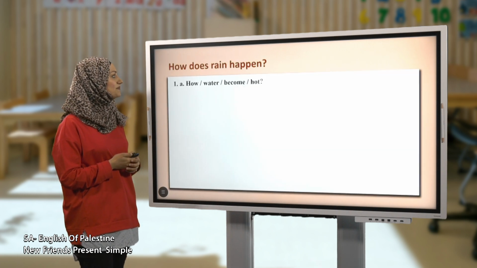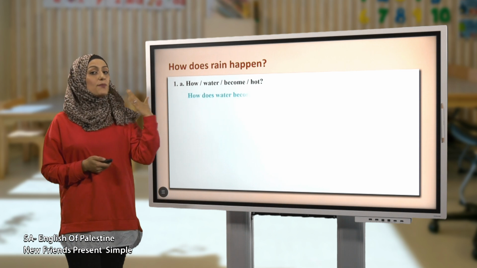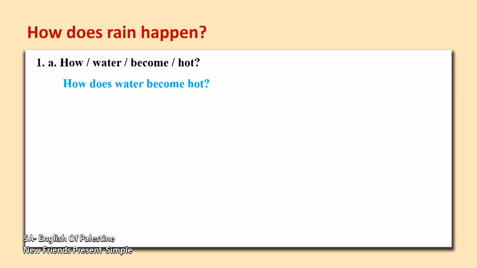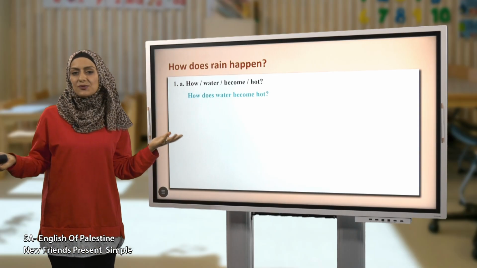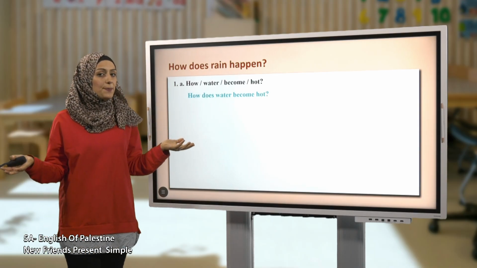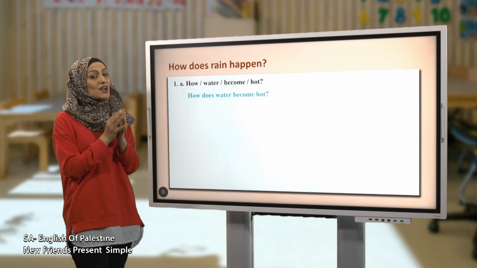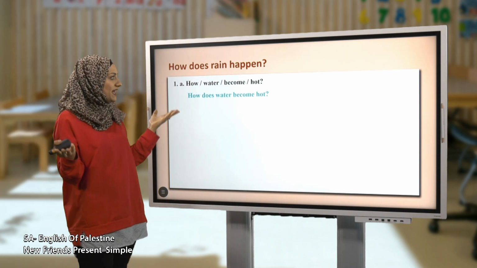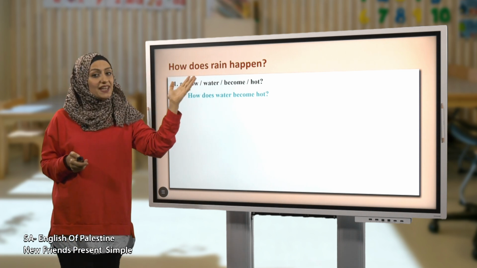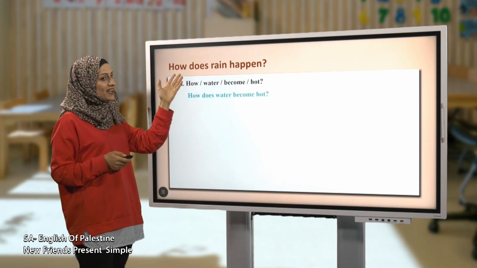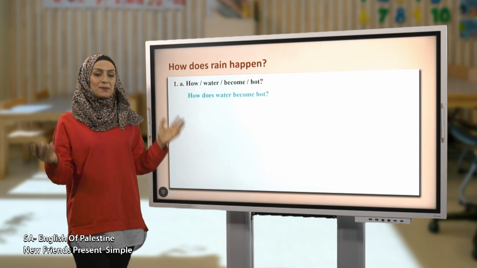Now, let's have more practice. How does rain happen? Have you ever asked yourself, how does rain happen? Of course, in the winter, we all ask ourselves, how does it rain? Or how does rain happen? Now we will learn about rain using the present simple.